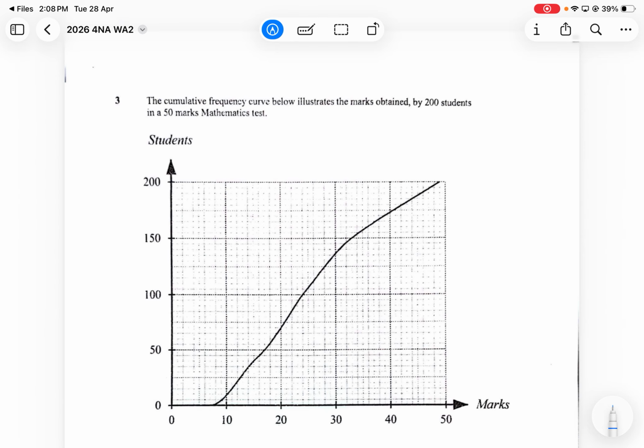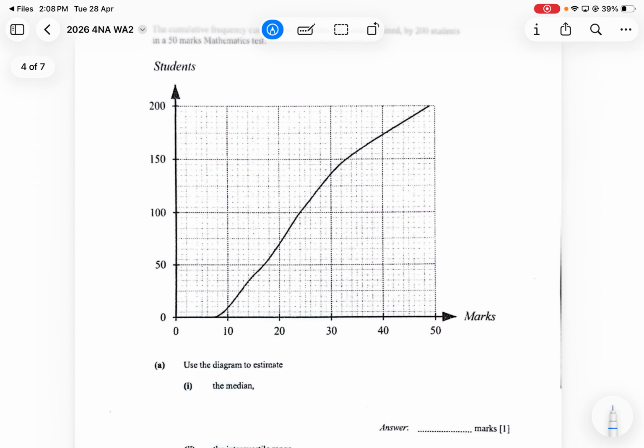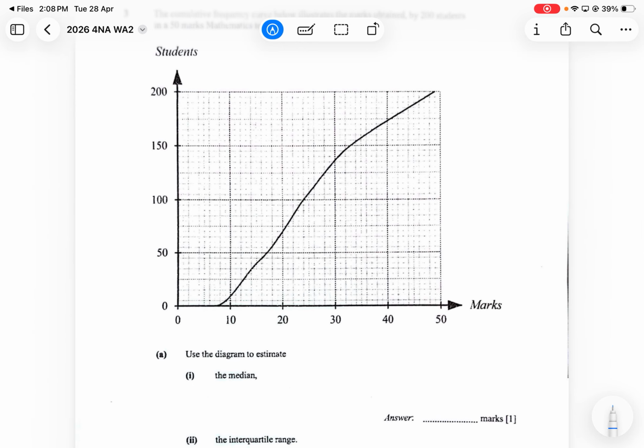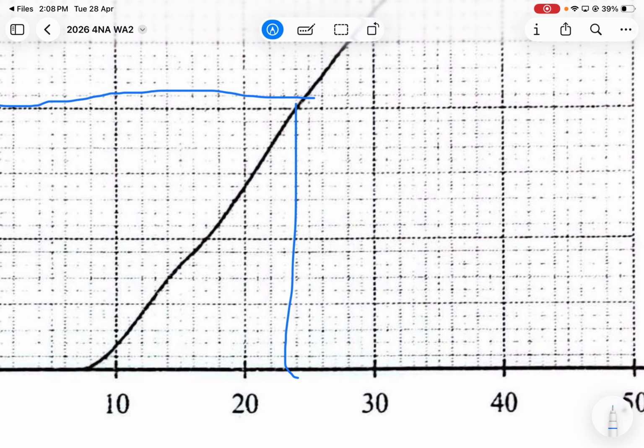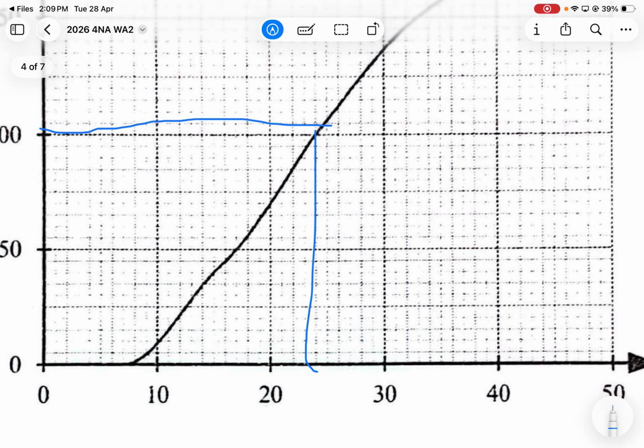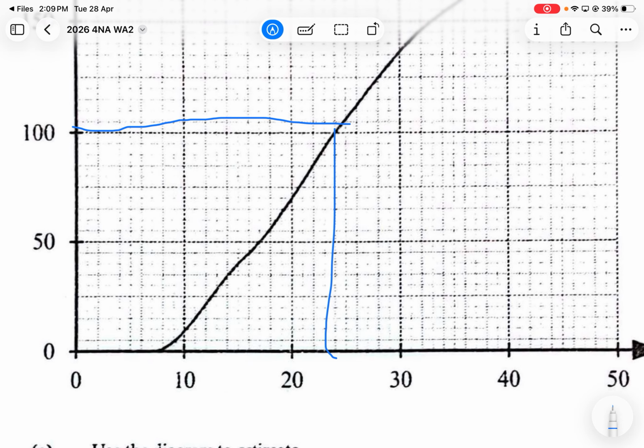Okay, the cumulative frequency curve. Ethan, you were asking me about the median. They already tell you the median is the marks. But how do I get to the median? I go to the middle. Middle of 200 people is 100 people. So I must go to 100, go across, then read downwards. So 100 go across, read downwards should be 24. Okay? Cannot. It is so clear it is 24.